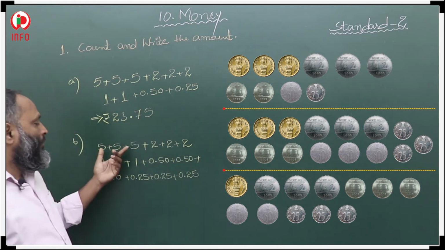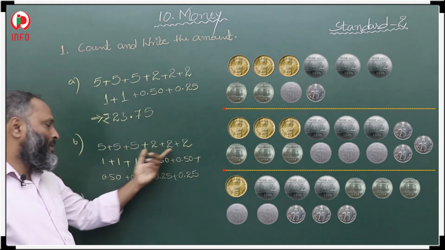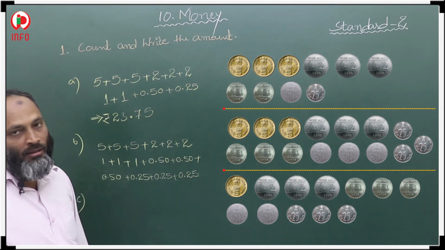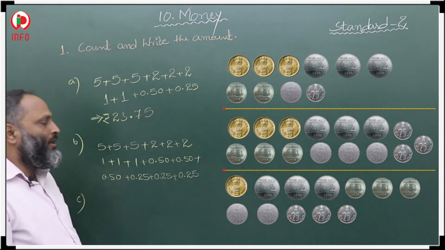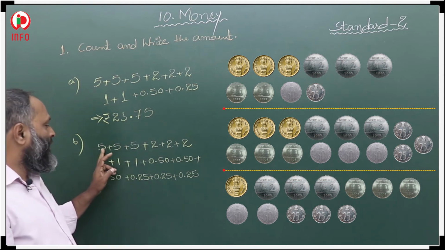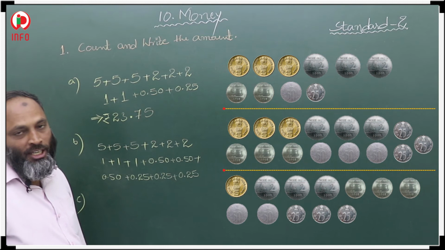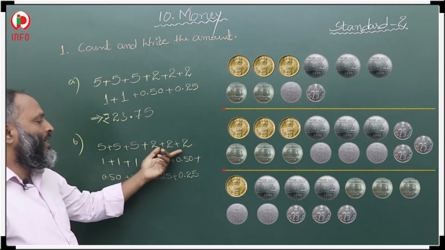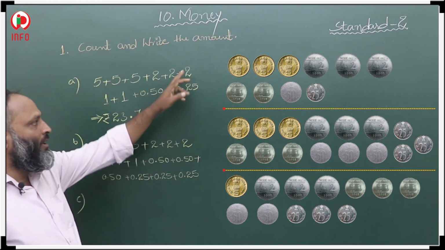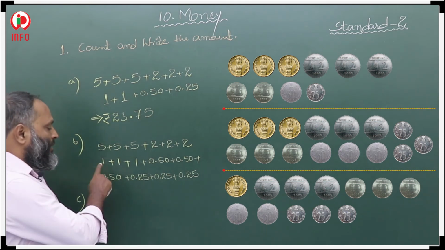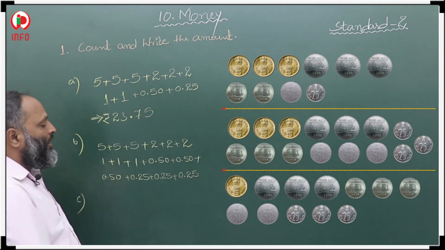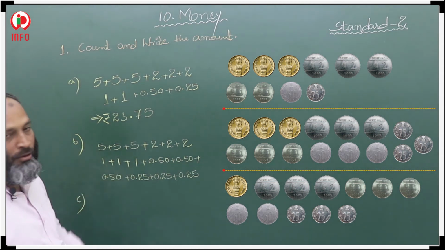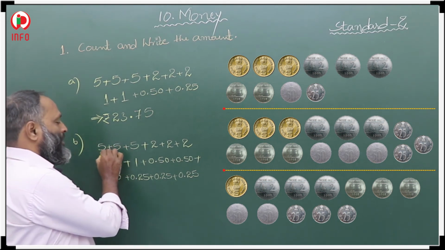Then 3 five-rupee coins, 3 two-rupee coins, 3 one-rupee coins, 3 fifty-paisa coins, 3 twenty-five-paisa coins are given. Now, how to add? First we have to add the rupees. 5 plus 5 plus 5, 3 times 5, that is 15, which we already did. And 3 times 2 is 6, so the total is 21. Then 3 ones: 22, 23, 24. Till here, 24 rupees. All the rupees are over.